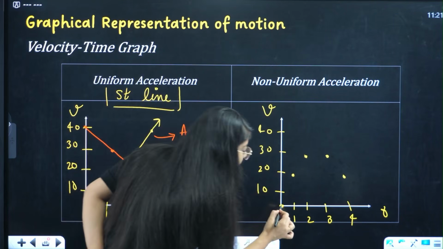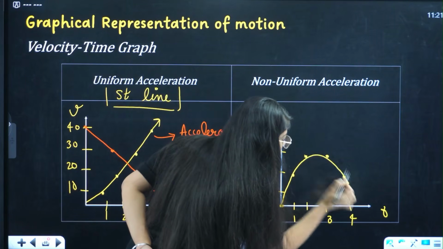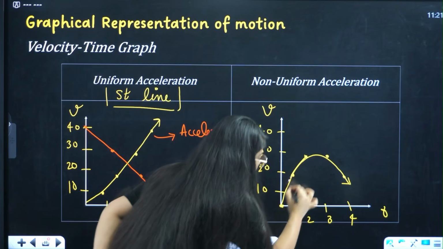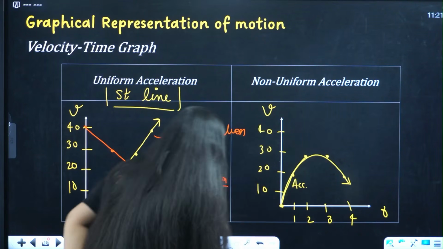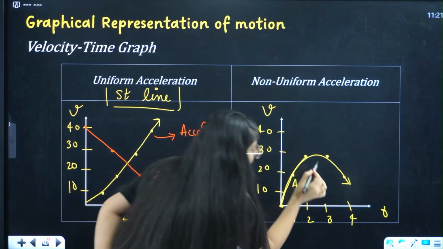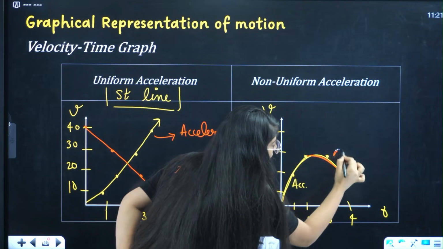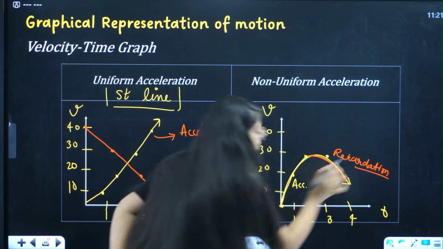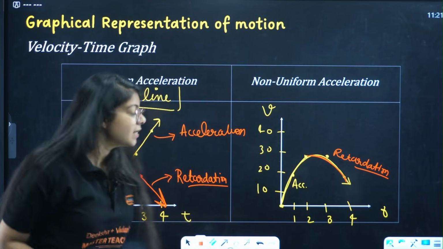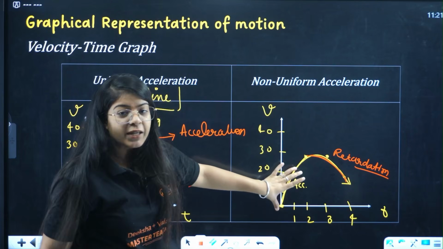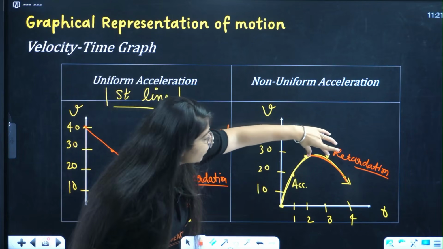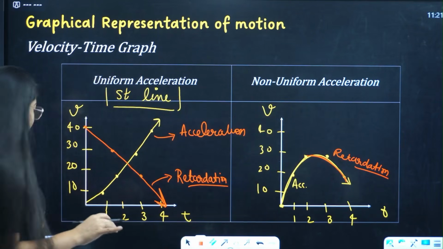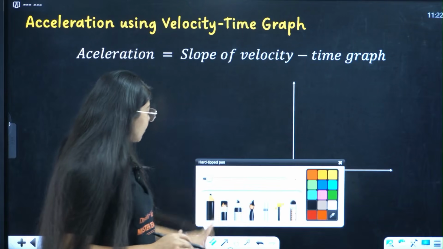So what is the graph? The graph will be something like this, right? So this increasing part is called acceleration. However, this decreasing part is called retardation. But now it is not increasing or decreasing at the same pace. First it increased directly till 20, then 30, then came back, then remained at 30, then came back to 20. Understood? Okay.